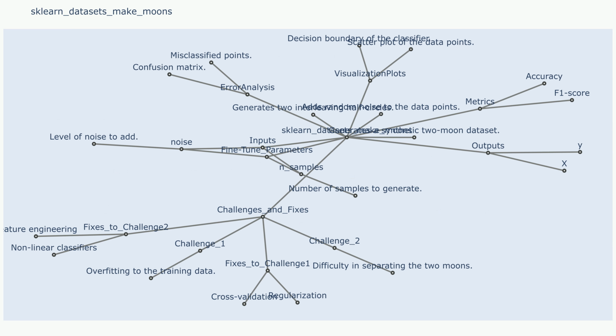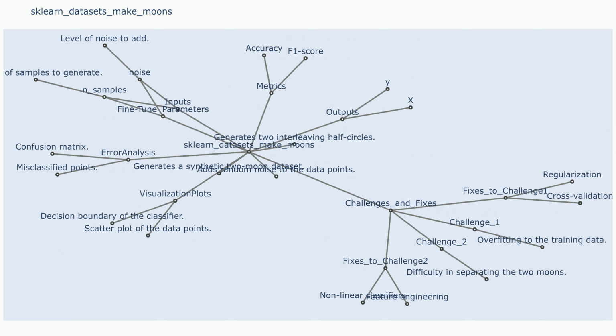noise, the amount of noise to add to the data. This controls how much the two moons are smeared together. random_state, a seed for the random number generator. Setting this allows you to reproduce the same dataset.